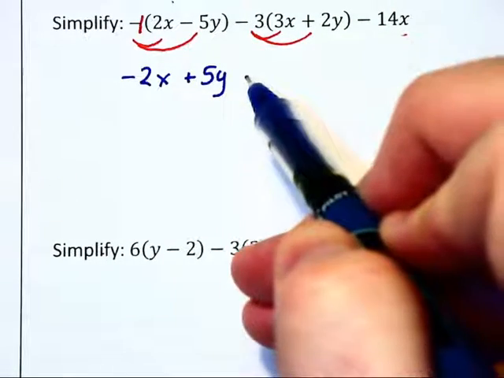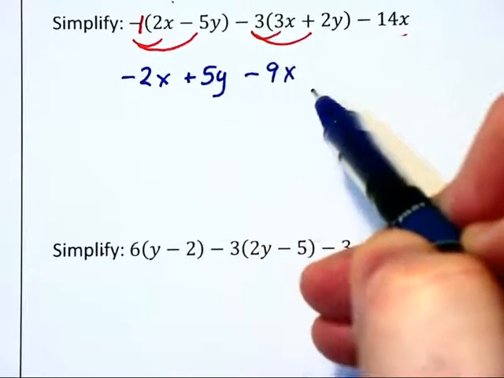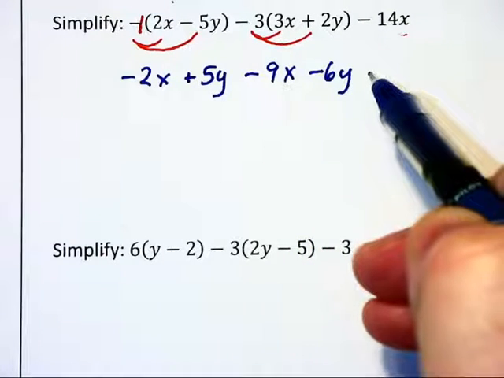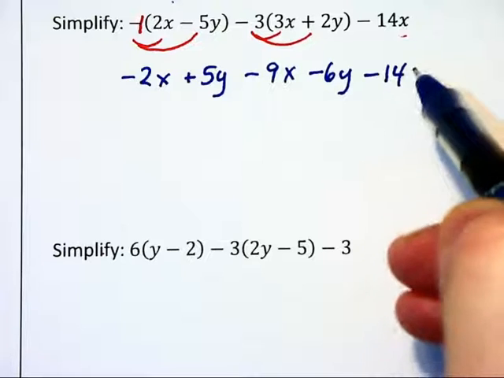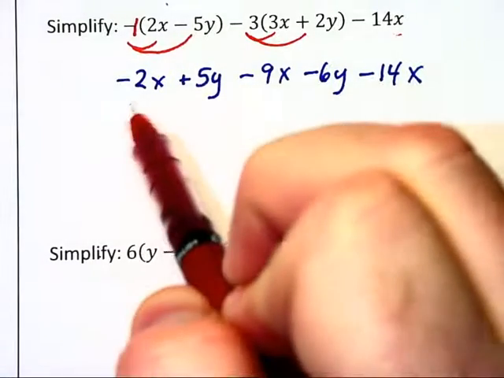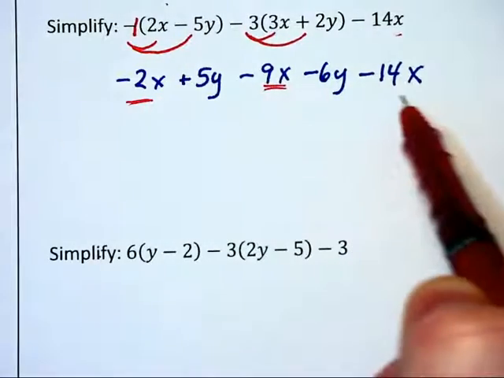-3 times 3x makes -9x. And -3 times +2y makes -6y. And then I bring down the -14x. At which point it's time to combine like terms, and I'm going to do this in alphabetical order, combining the terms with x in them first.